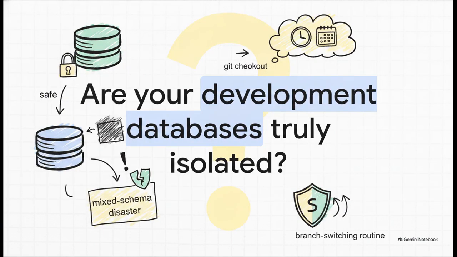So, I want to leave you with this provocative thought to ponder. Are your development databases truly isolated right now, or are you just holding your breath, waiting for a mixed schema disaster on your very next Git checkout? Implementing this isolation model and rigorously following that branch switching routine we focused on is your ultimate defense. It keeps your development predictable, fast, and above all, completely safe.